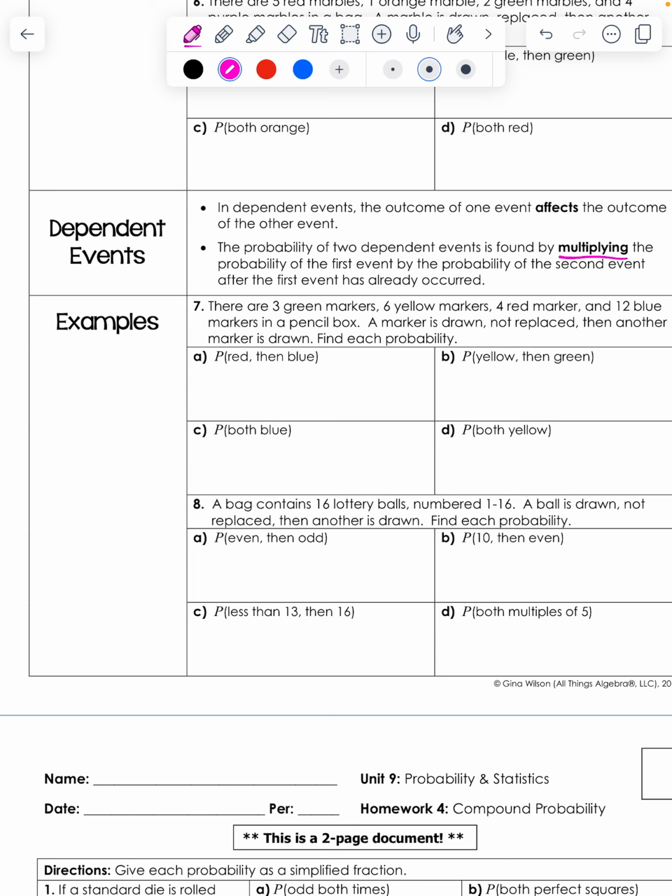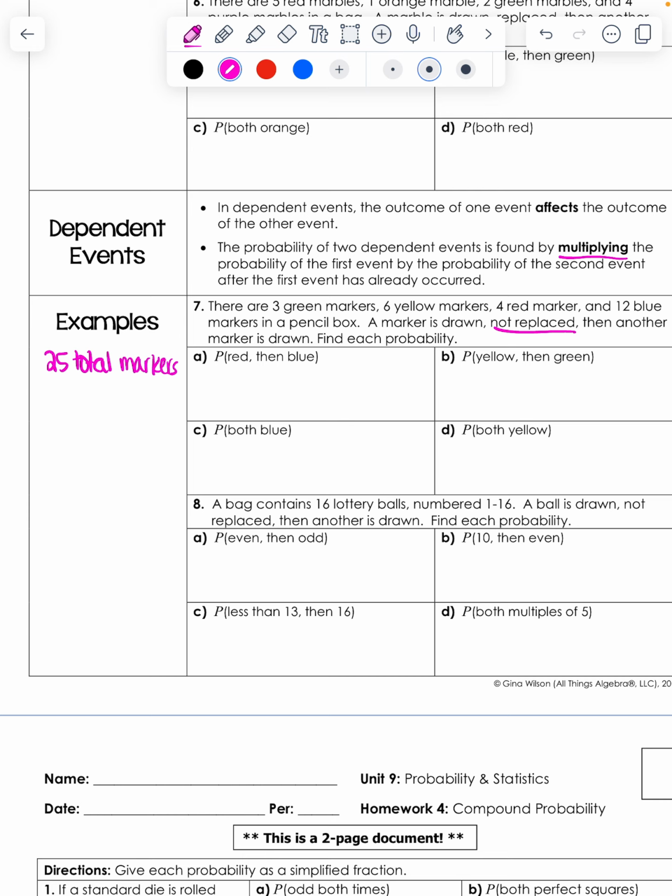So when looking at these types of questions, like number 7, there are 3 green markers, 6 yellow markers, 4 red markers, and 12 blue markers in a pencil box. A marker is drawn, not replaced, and then another marker is drawn. Find the probability. So first we have to figure out how many total there are. So count it all up, and we have 25 total markers. So the first time we select one, there's going to be a total of 25.